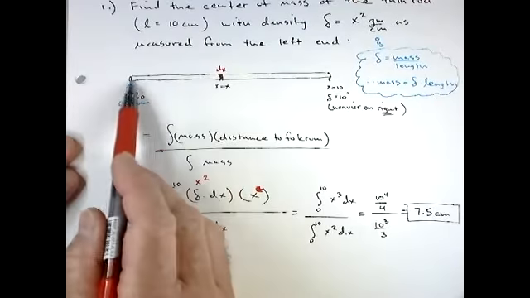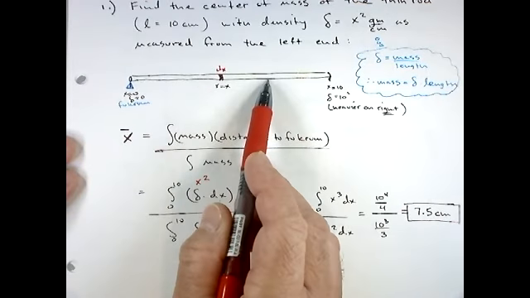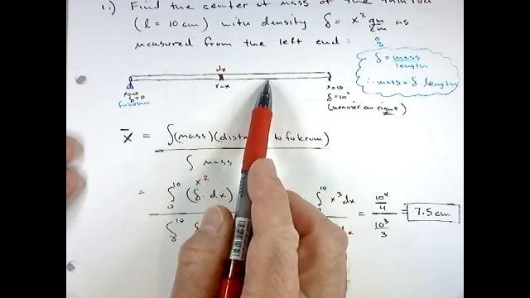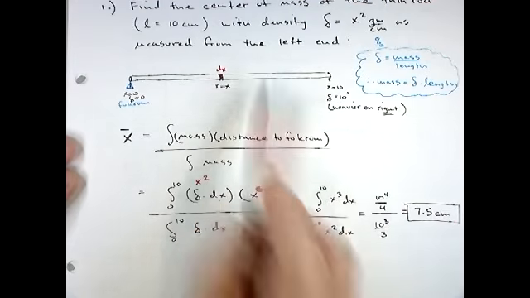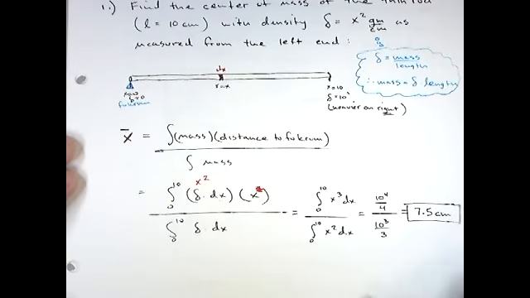So the actual balancing point would be 3/4 of the way, right? Remember the length was 10, so about right there is your balancing point. All right, now let's step this up one dimension.